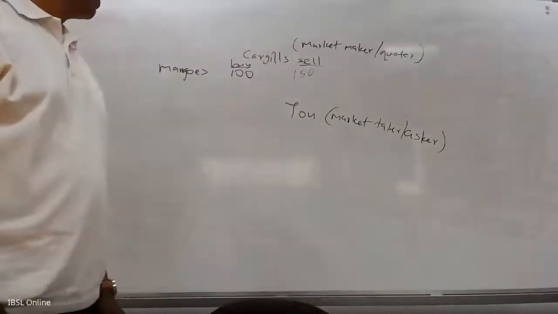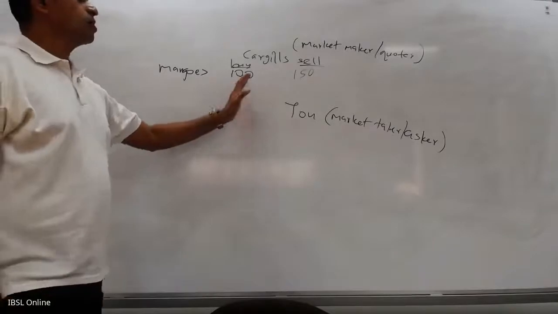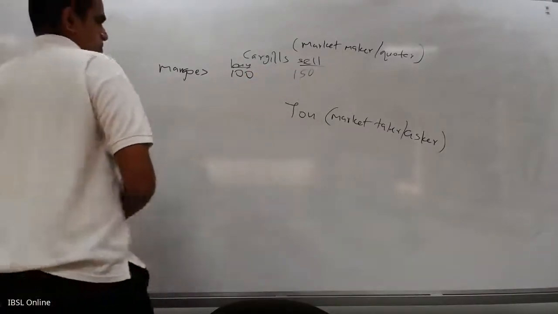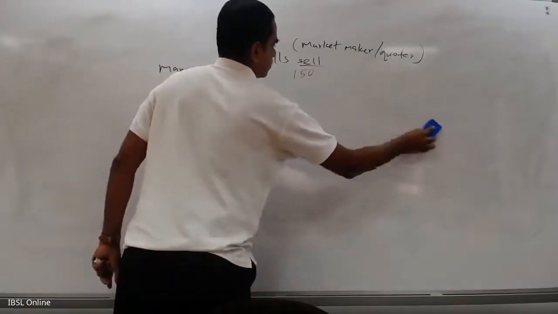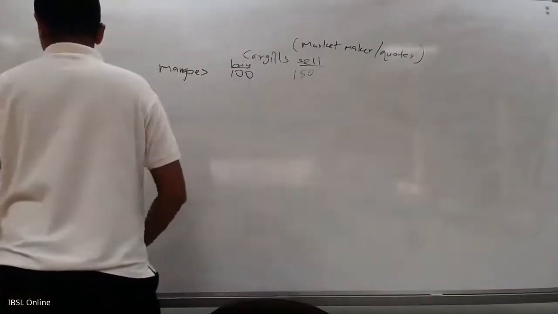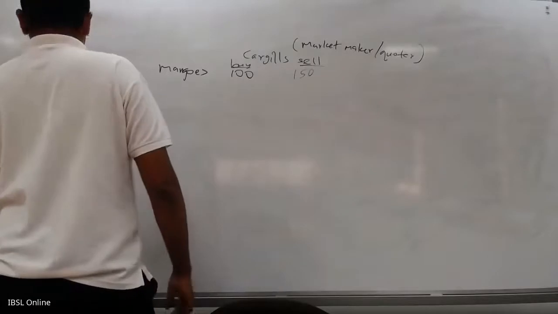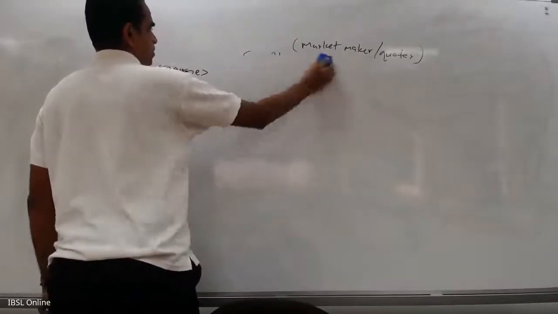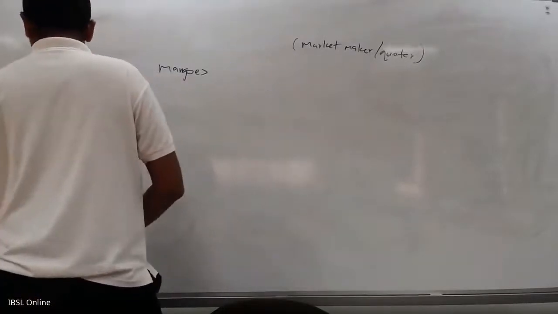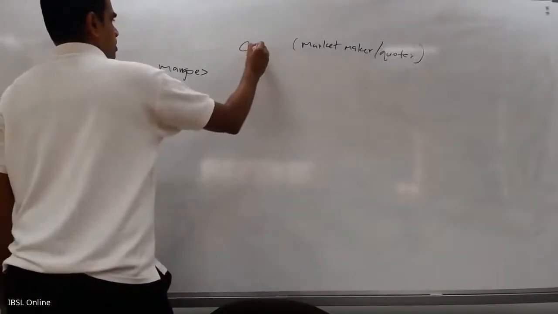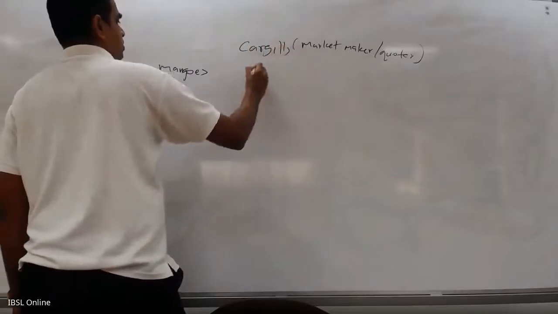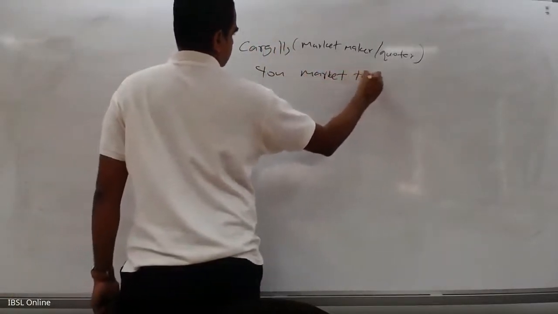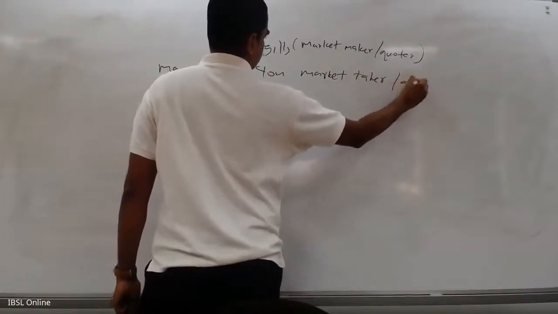So the price that Cargills is quoting, 150. To make it simple, let's say Cargills is quoting one price. They are buying and selling at the same price. Cargills is the market maker. You are the market taker or the asker.